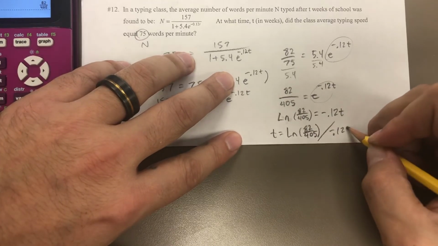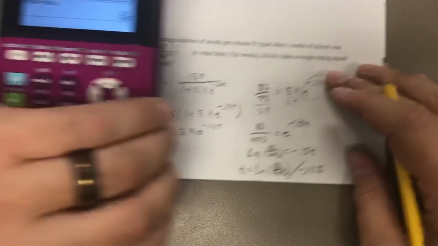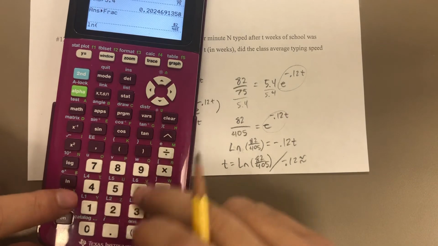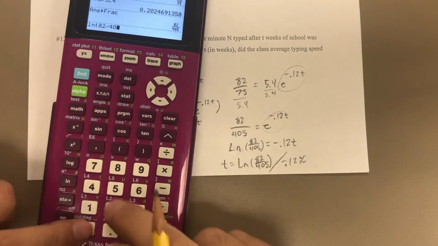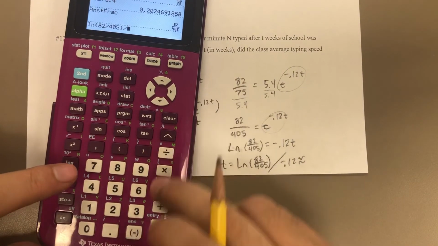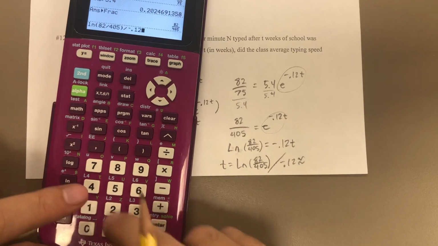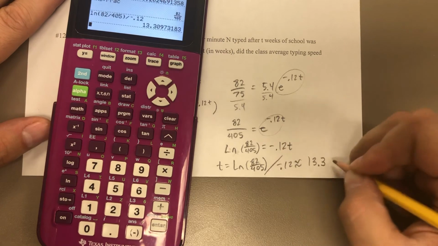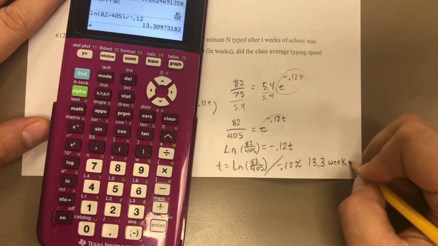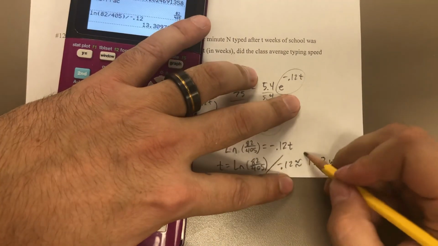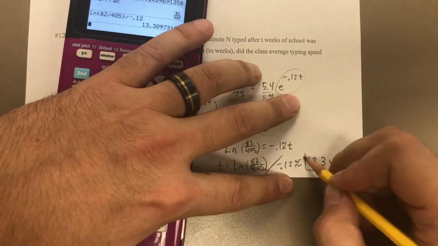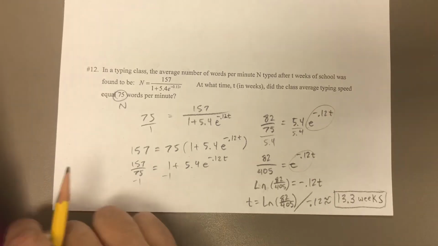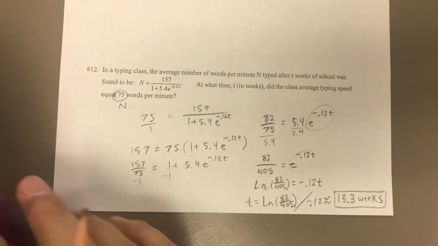Let's see what we get on our calculator. It's probably going to be an approximate number, but let's figure out how many weeks this is going to be. So natural log of 82 over 405 divided by negative 0.12. So it's going to be about 13.3 weeks. All right, so I wonder why I would go over a logistic problem with you on this review. Well, I guess we'll have to find out on test day, won't we?